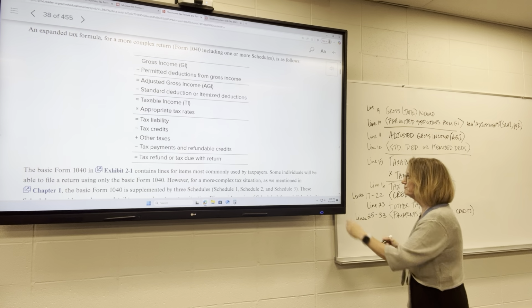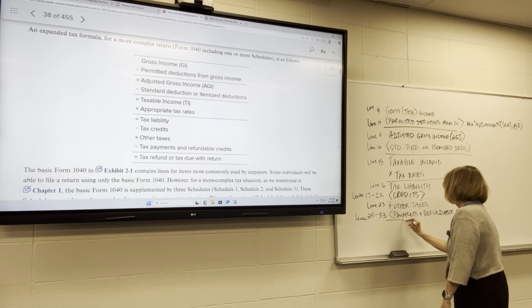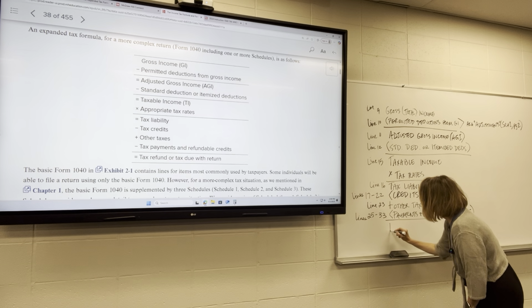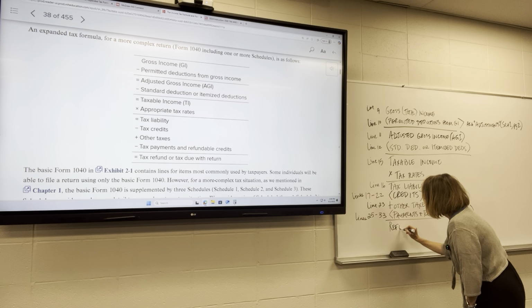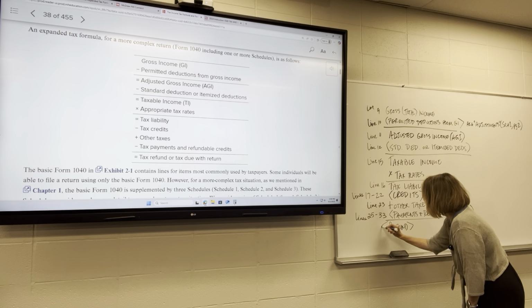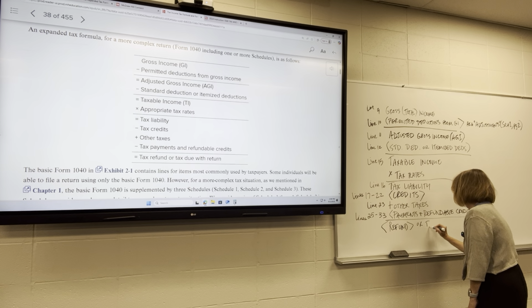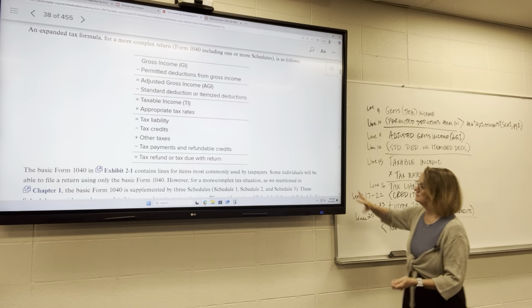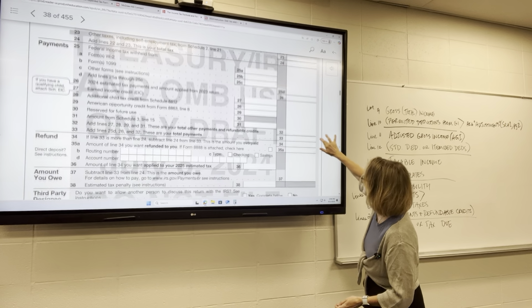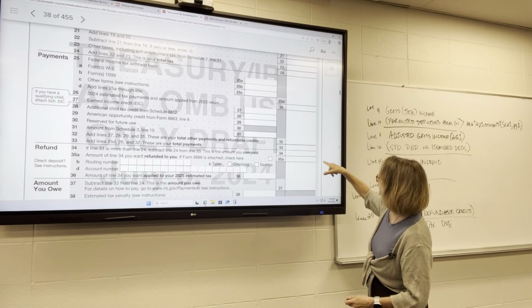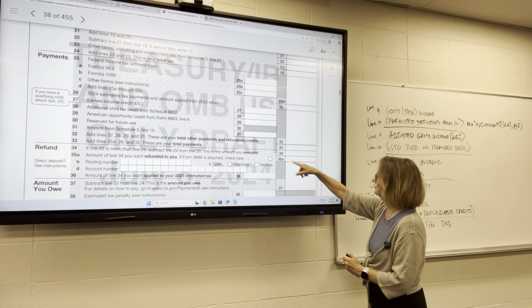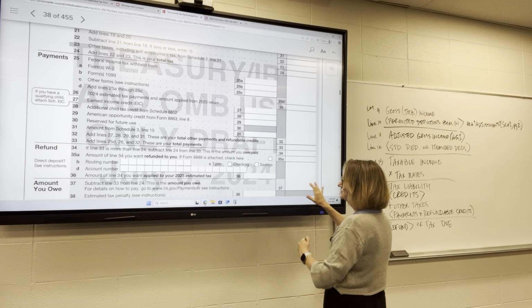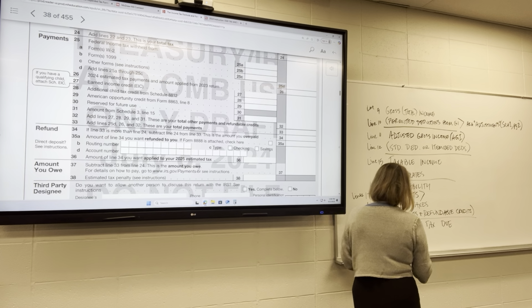To get our refund or tax due. Which would be a negative or tax due. Which again is going to show up. If it's a refund, it's 34 and 35. If it's tax due, it's going to be on line 37.